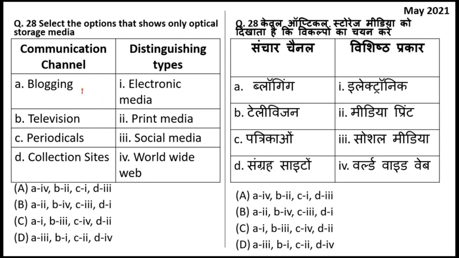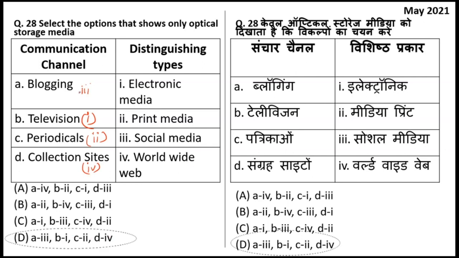A3. Okay. Then television. Television is a kind of electronic media. Periodicals is a kind of print media, while collection of sites is World Wide Web. So the answer is 3124. 3124. D is the right answer.